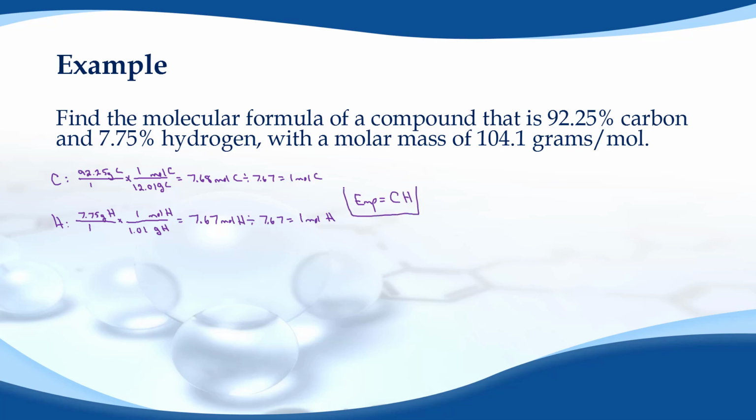Okay, so we have a compound with an empirical formula of CH and a molar mass of 104.1. We're going to take our 104.1, divide it by the molar mass of CH. C is 12.01, H is 1.01, that's 13.02. When we divide this out, this gives us about 8, which means that our molecular formula is 8 times bigger than the empirical formula. So we're going to multiply CH by 8 and get C8H8 as our molecular formula. This is the molecular formula for the compound styrene.